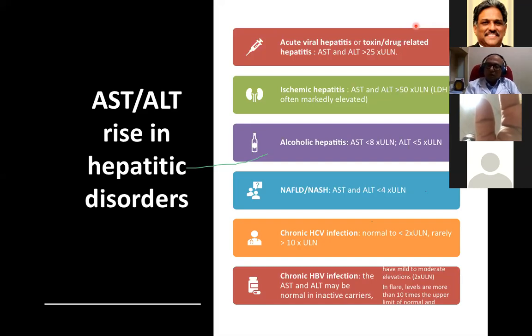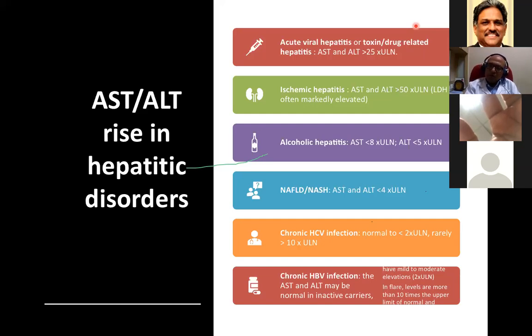The other important thing to remember is that when we talk about alcoholic hepatitis, you would assume that the AST/ALT are going to be high, but it's not the case. Usually the AST is less than 8 times upper limit of normal and the ALT is less than 5 times upper limit of normal. So in a predominantly alcoholic hepatitis, the AST/ALT rise may not be that dramatic. And if there is a dramatic rise in somebody who is taking alcohol, you should still look at whether they have another etiology for the hepatitis. In people who have NASH, which is non-alcoholic steatohepatitis due to fatty liver, AST/ALT levels may be chronically raised, and usually they tend to go around less than 4 times upper limit of normal.